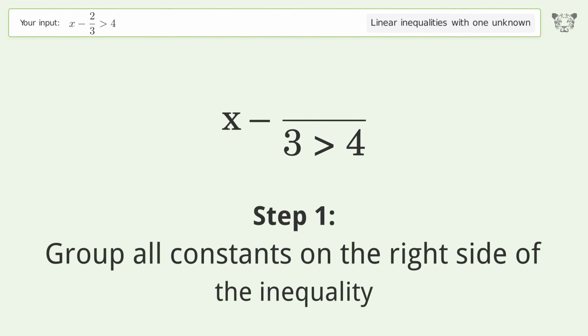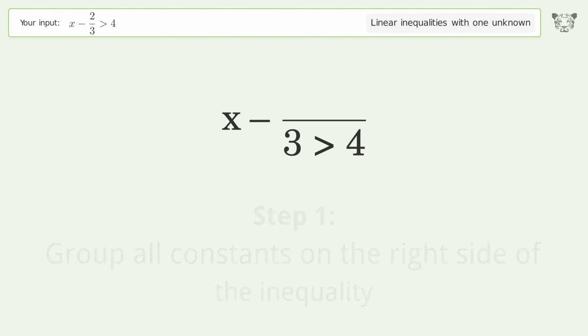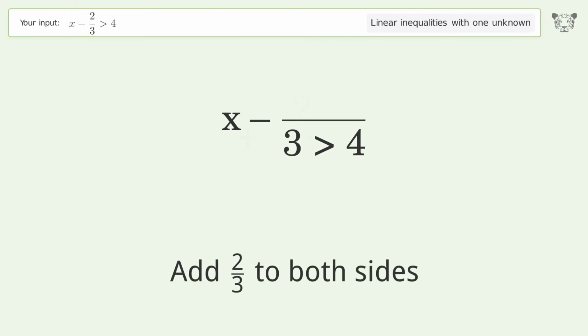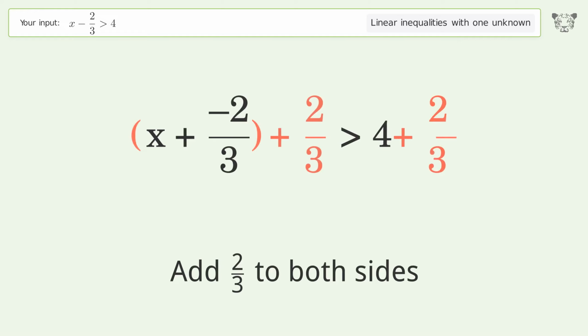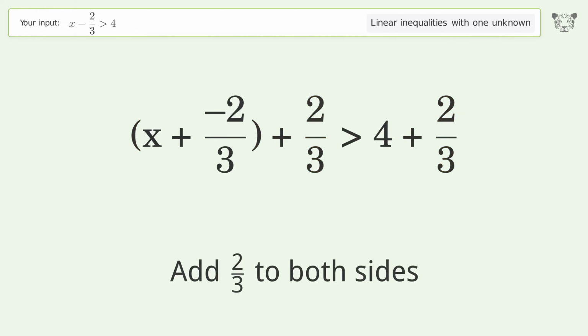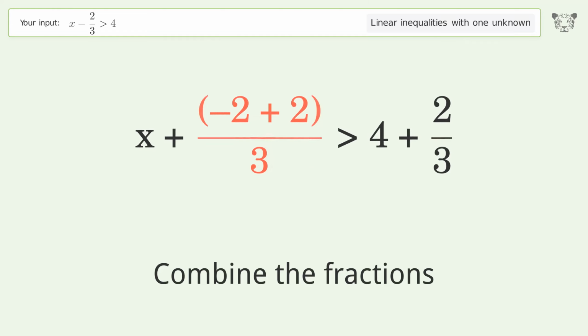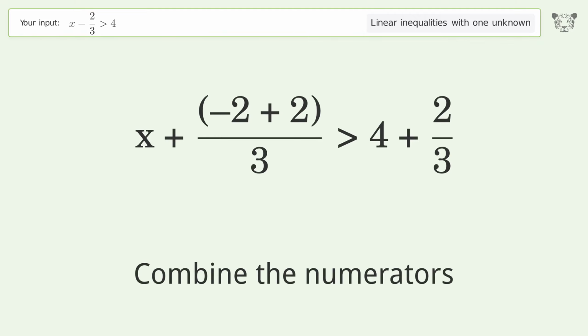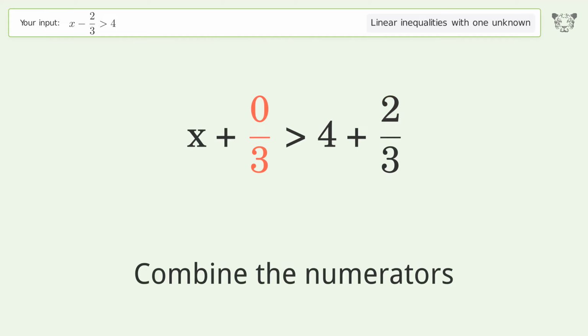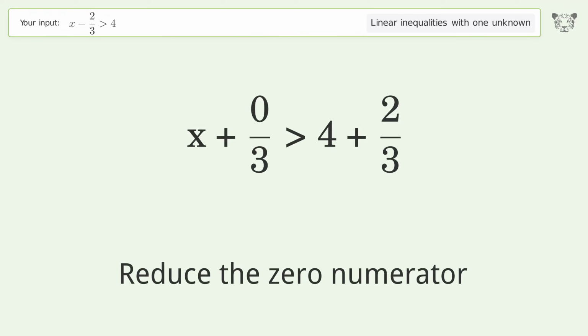Group all constants on the right side of the inequality. Add 2 over 3 to both sides. Combine the fractions. Combine the numerators. Reduce the zero numerator.